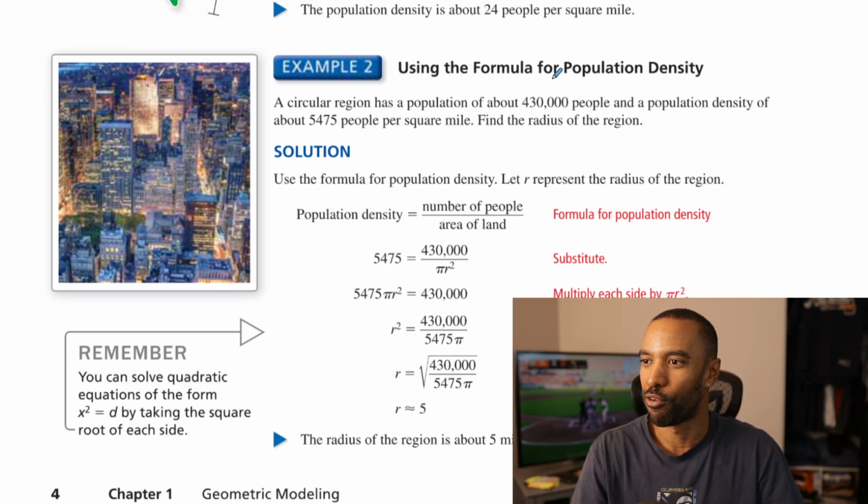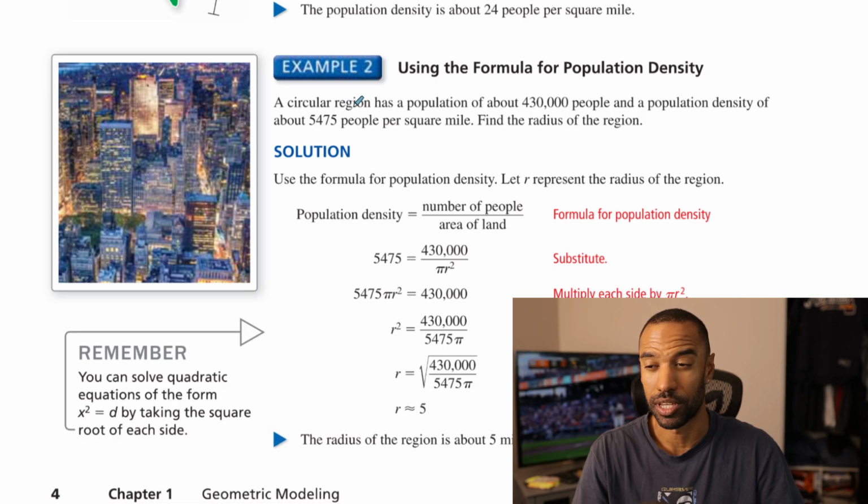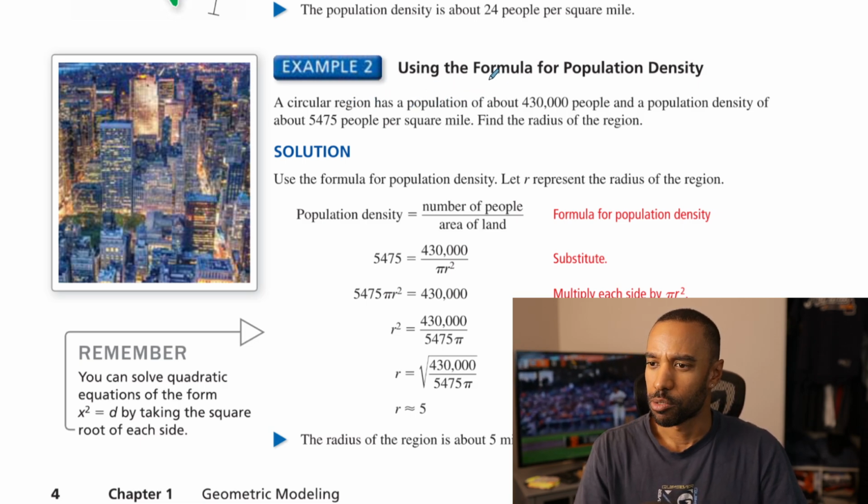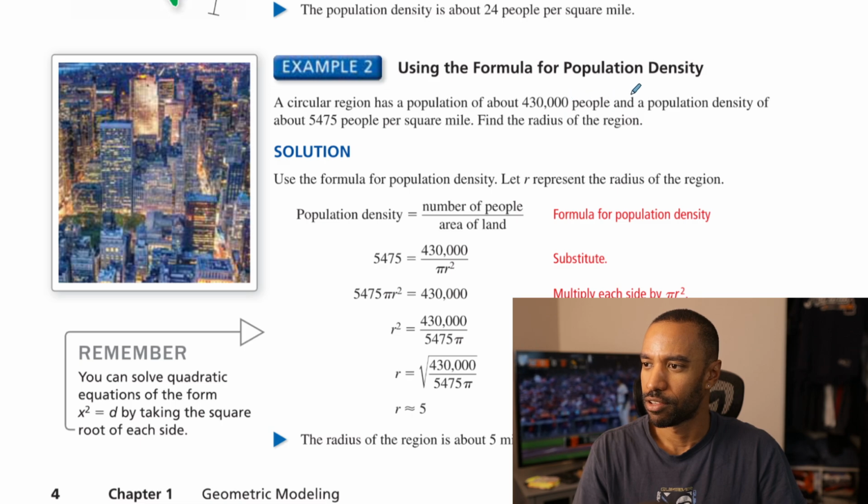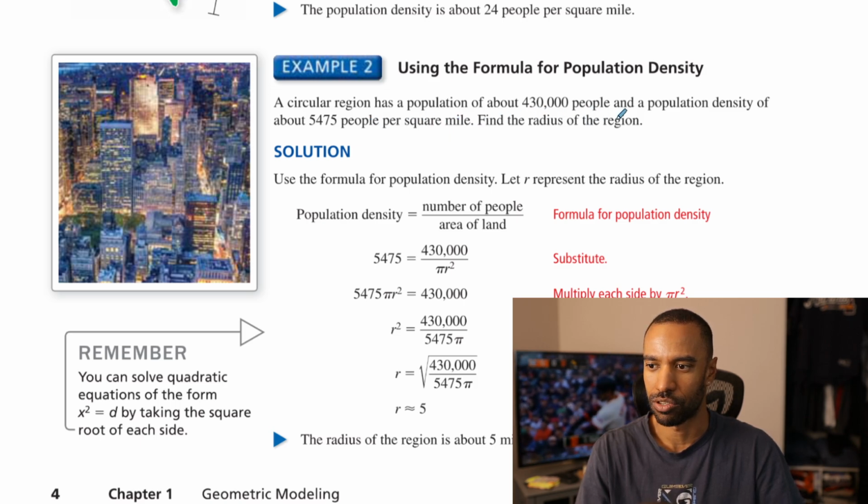All right, using the formula for population density, I guess once again, a circular region has a population of about 430,000 people and a population density of about 5,475 people per square mile. Find the radius of the region.